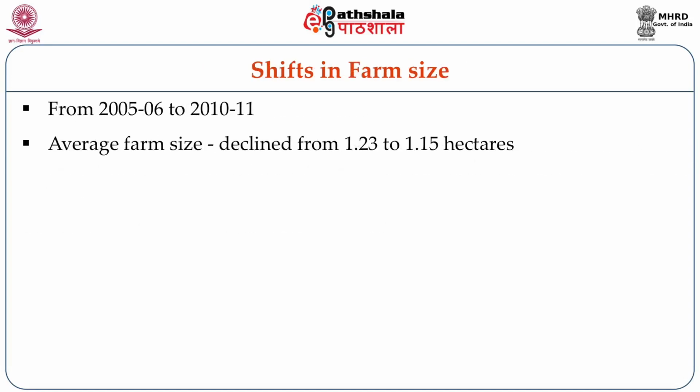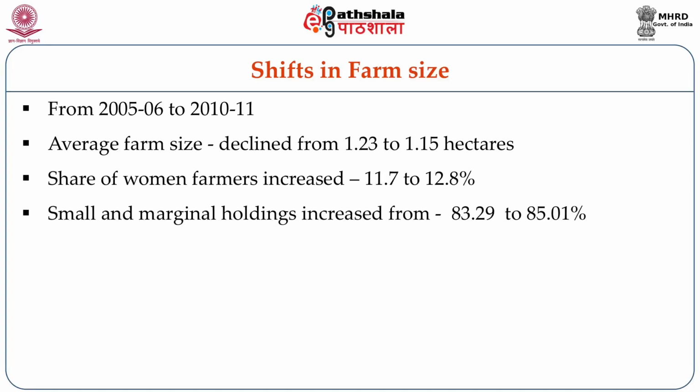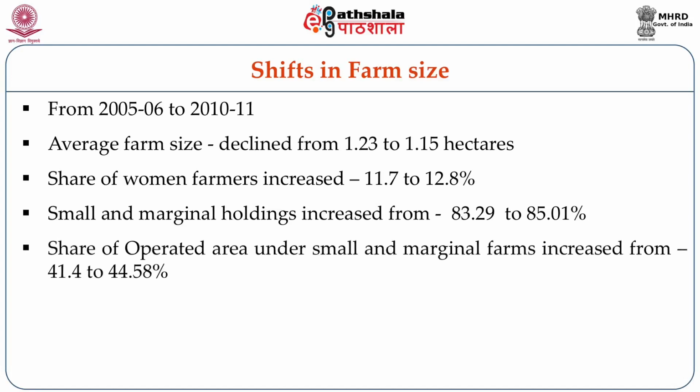Shifts in farm size. The discussion on farm size is important to understand why agricultural productivity is perhaps declining and why farmers perhaps don't have as much bargaining power as they had in the past. Average farm size declined from 1.23 to 1.15 hectares in the country. Share of women farmers has increased. Small and marginal holdings have also increased from 83% to 85%, and share of operated area under small and marginal farms has also increased. Farms are becoming smaller and farmers are getting poorer. That's the understanding that we get from looking at this broader data.